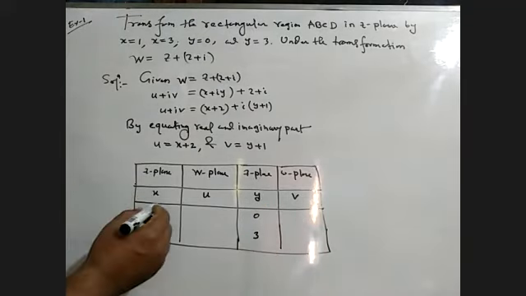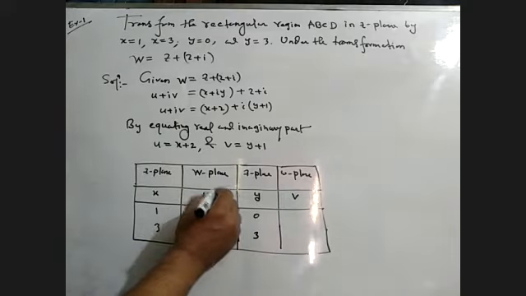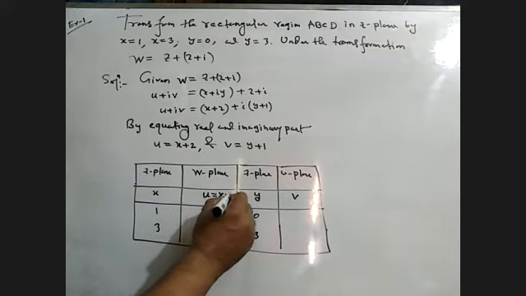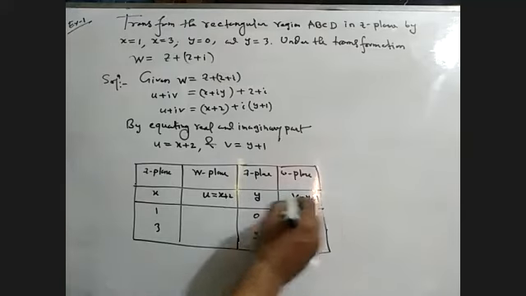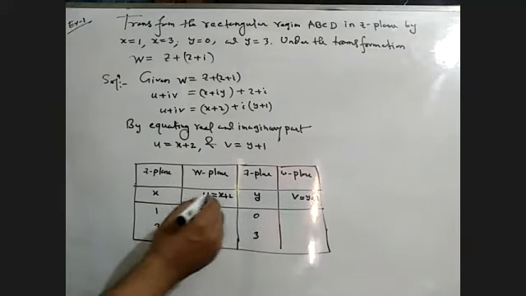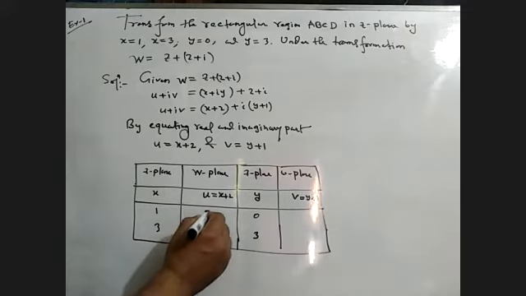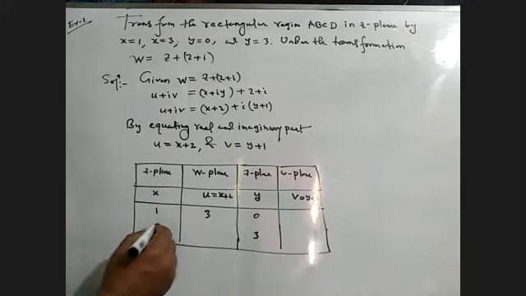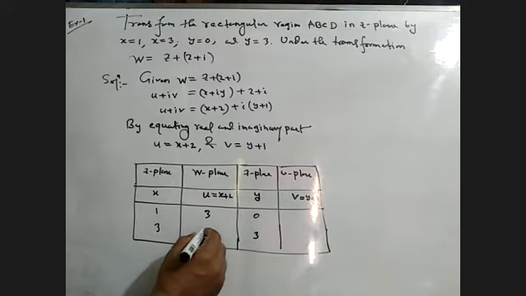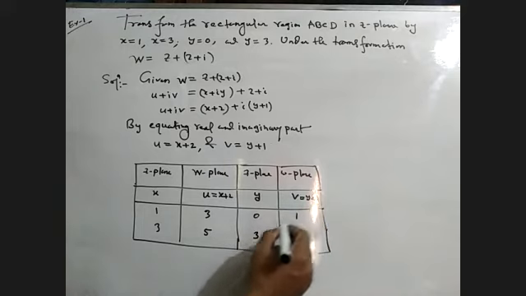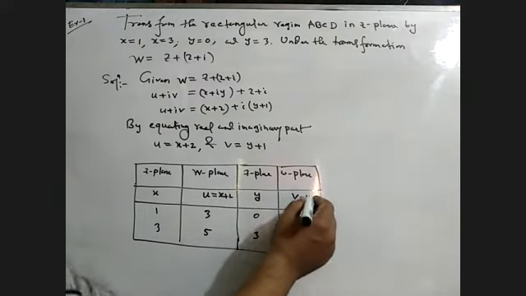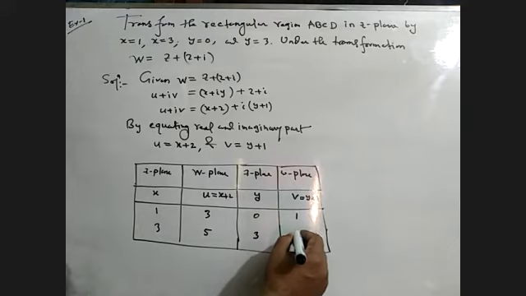Now u equals x plus 2, and v equals y plus 1. If x equals 1, then u equals 3. If x equals 3, then u equals 5. If y equals 0, v equals 1. And if y equals 3, then v equals 4.